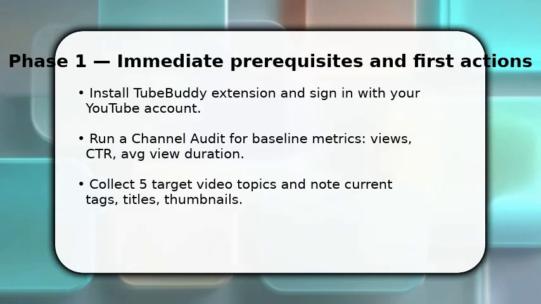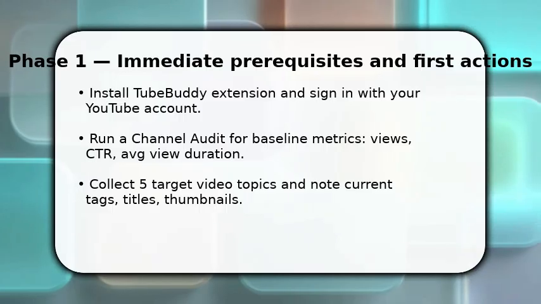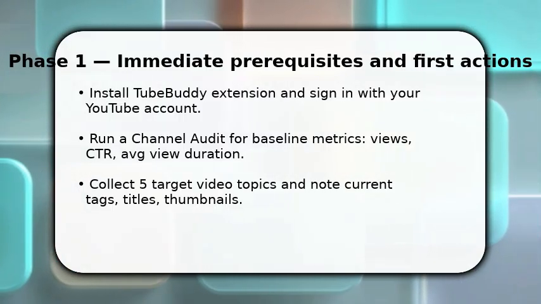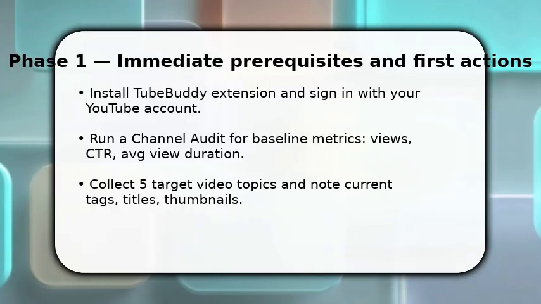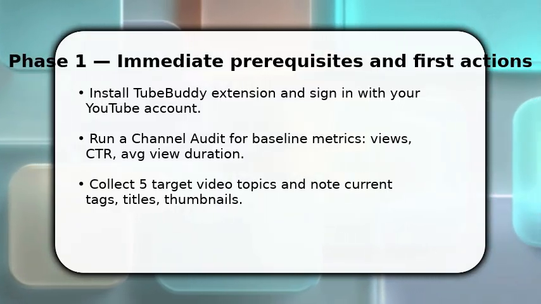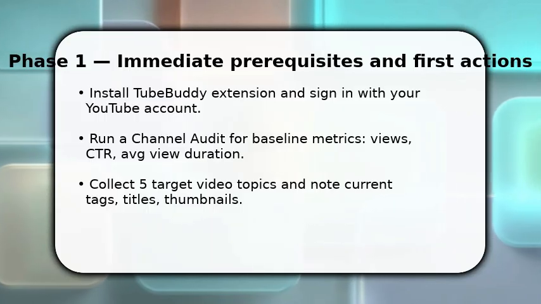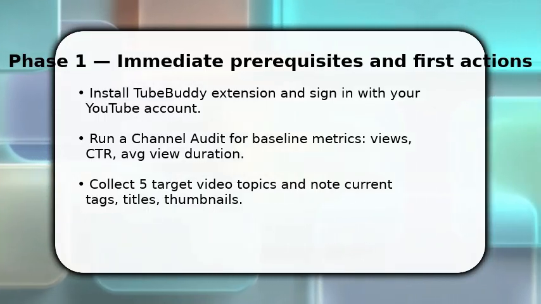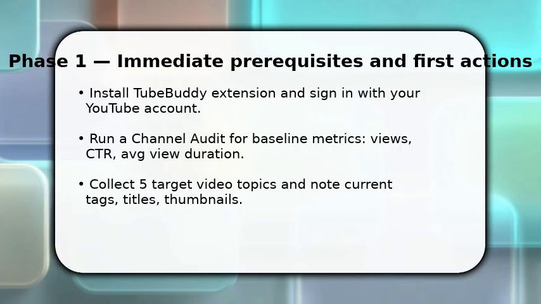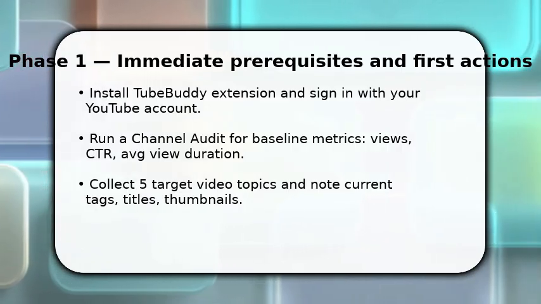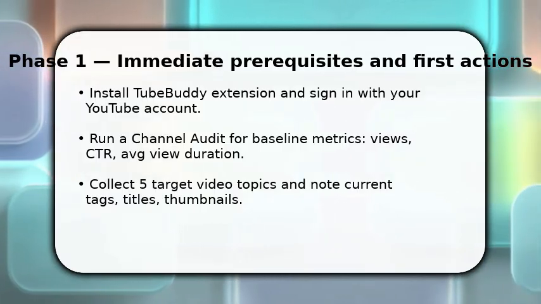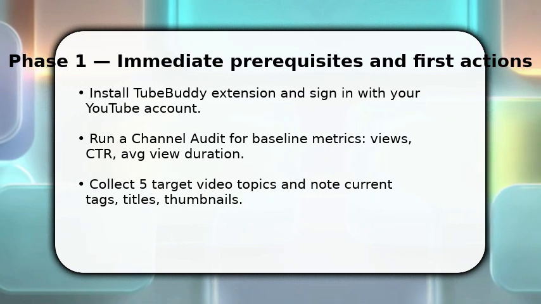You have Tubebuddy installed and a basic channel audit ready. Now act. Open the channel audit, review CTR and watch time to identify low-performing videos, and pick 5 topics you want to boost. Once done, use Tubebuddy's Keyword Explorer to pull related search volume and competition for each topic and bookmark the strongest keywords. Make sure to export tags and current titles so you can compare improvements. This gives you measurable baselines to test against.